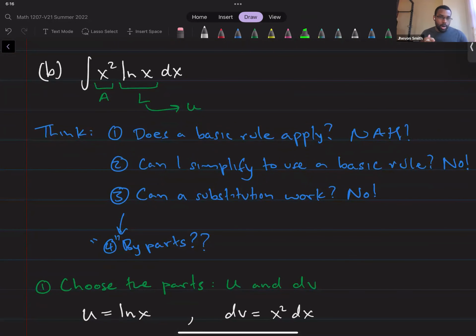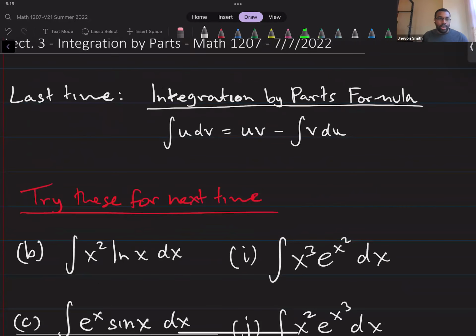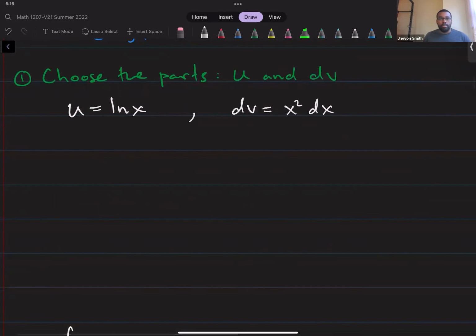Now, once you find the parts, you know you're eventually going to have to plug into this formula, so you need to find these other parts. You have your u, you're going to need a du, and you have your dv, you're going to need the v to plug into the right side of this formula. So once you pick those parts, you compute the other part. This means your du is 1 over x dx, and your v is x cubed over 3.